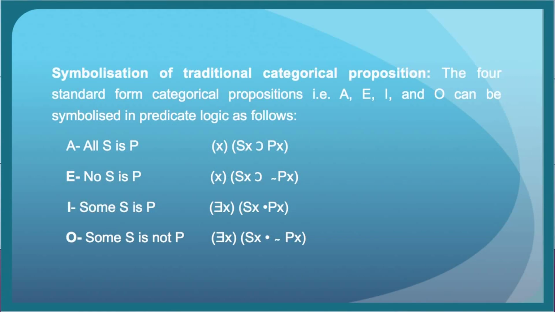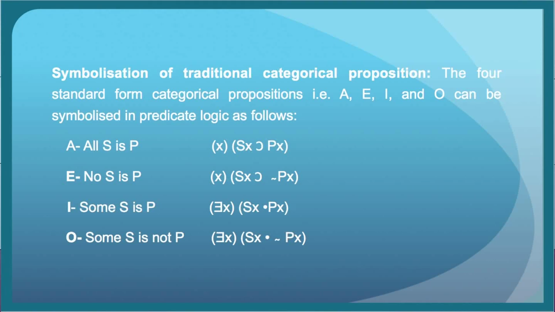If we see the symbolization of A, E, I and O propositions, we will find that the A proposition, all S is P, can be symbolized as (x)(Sx ⊃ Px). Now E, no S is P, can be symbolized as (x)(Sx ⊃ ~Px). Again, we can use the I proposition, some S is P, within bracket.